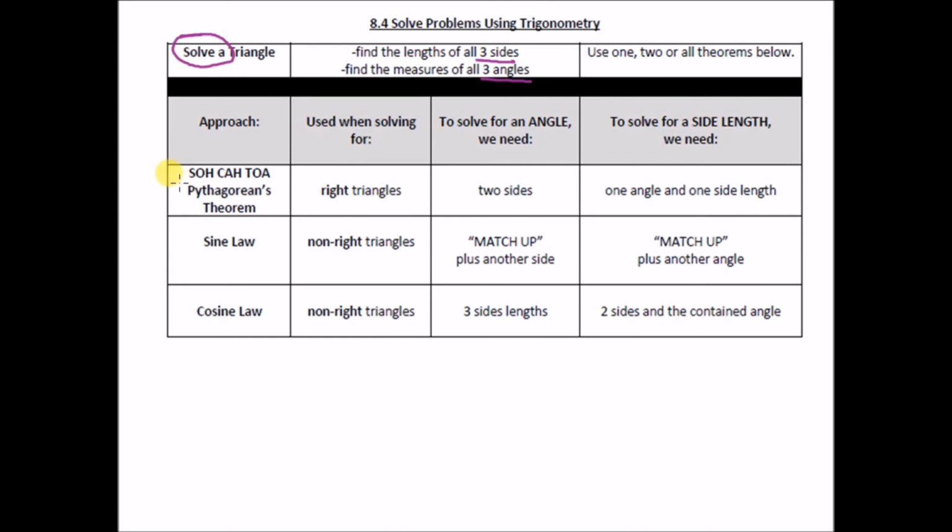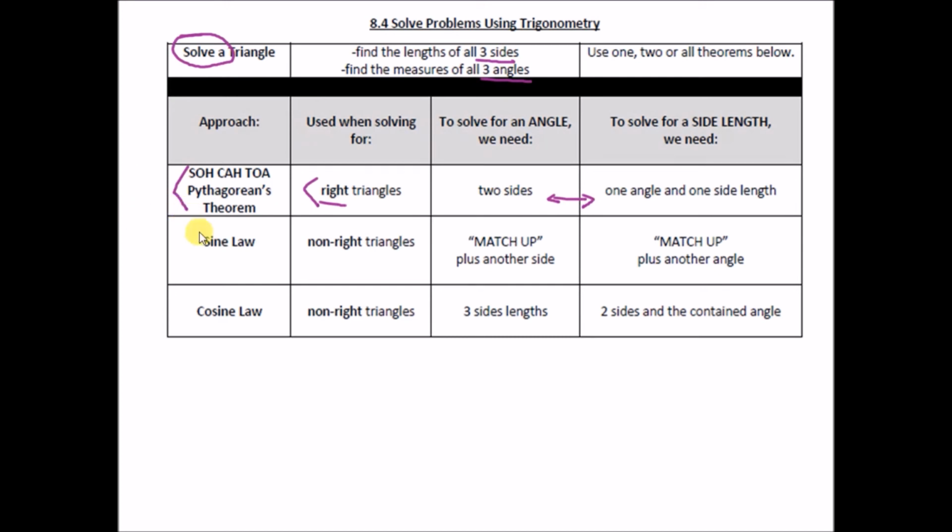So approach, if we're looking at the Sohcahtoa and Pythagorean theorem approach, it can only be used when solving for right triangles. To solve for an angle, we need two sides, or to solve for a side length, we need one angle and one side. So the question gives us either of these two situations, we can keep solving for that triangle.